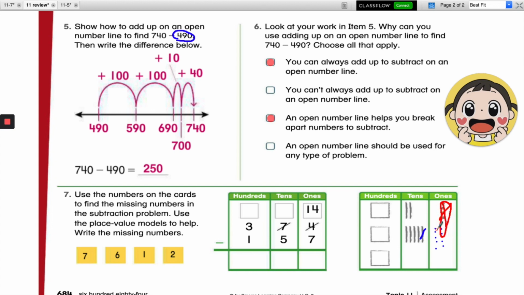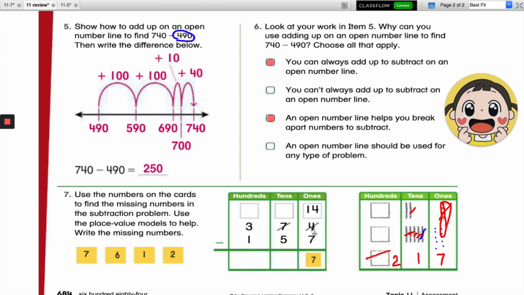Okay, and now how many would we have left? 1, 2, 3, 4, 5, 6, 7. Then we have to take away 5. 1, 2, 3, 4, 5. We have 1 left. And we take away 1, which gives us 2. So let's see if our numbers match up. 14 minus 7 equals 7. Do we have a 7? Yes, we do.